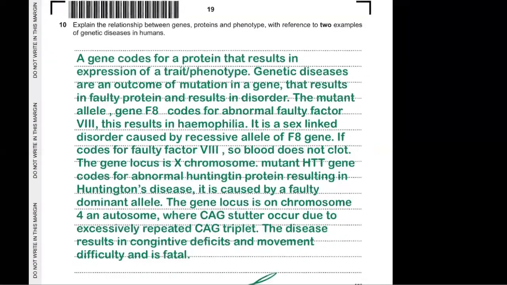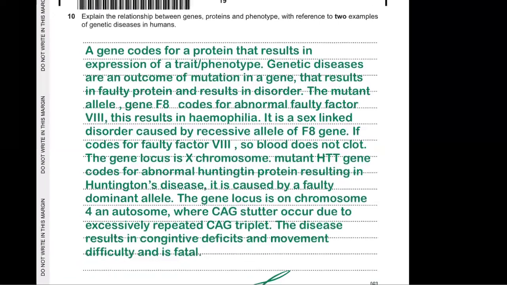Last part, last question, question 10. Explain the relationship between genes, proteins, and phenotype. Your syllabus demands you to relate the 3 things together: the gene, the protein, the phenotype, with reference to 2 examples of genetic diseases. So the name of the gene, the protein it codes, the phenotype it offers, and eventually if the disease is there, then that phenotype will be missing. So that's what they are asking you.